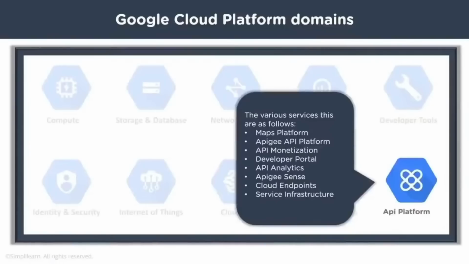If you would be interested in services related to API platform, then there are different services under this domain. So you have Maps Platform, Apigee API Platform, monetization, developer portal, API analytics, Apigee Sense, Cloud Endpoints, and Service Infrastructure. So these are some of the listing of services under each cloud platform domain.